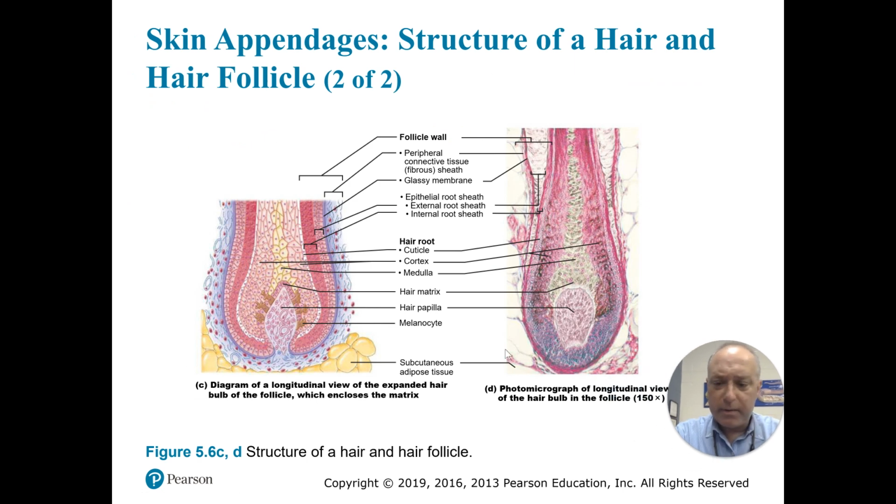Okay, here's a picture of a hair follicle. So we've got melanocytes surrounding the papillae. We've got a matrix, the medulla, cortex, cuticle. These are parts of the hair root.